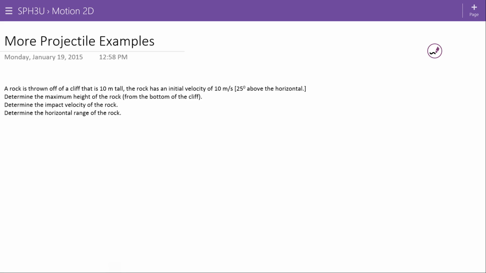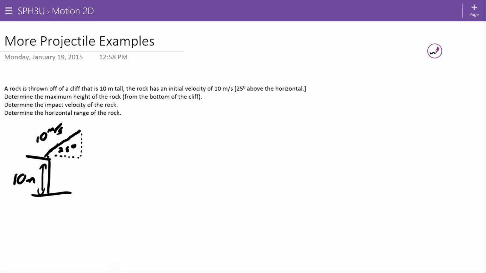A rock is thrown off a cliff. It's 10 meters tall. So here's the cliff. The rock is shot off the edge of the cliff with 10 meters per second, 25 degrees above the horizontal. Determine the maximum height of the rock from the bottom of the cliff, so it does specify from there. Determine the impact velocity of the rock. Determine the horizontal range of the rock. It says the cliff is 10 meters tall, 10 meters per second at an angle of 25 degrees above the horizontal.